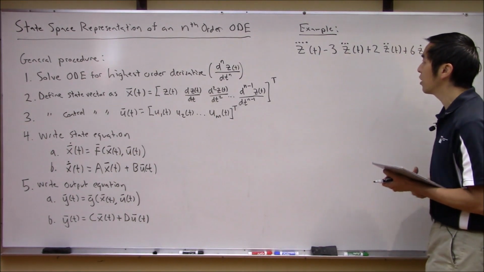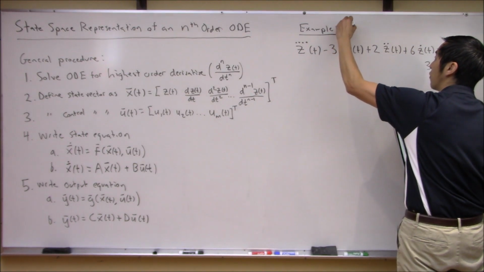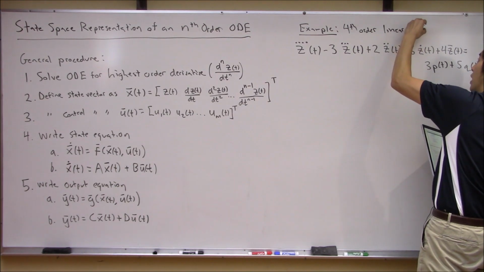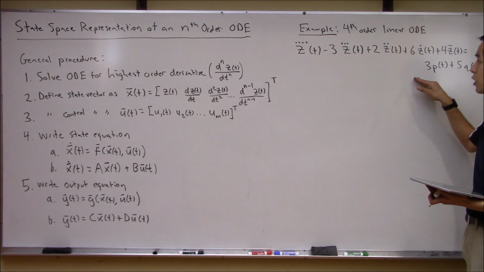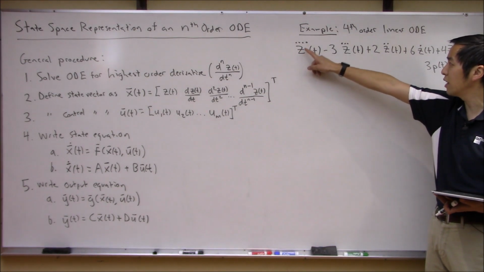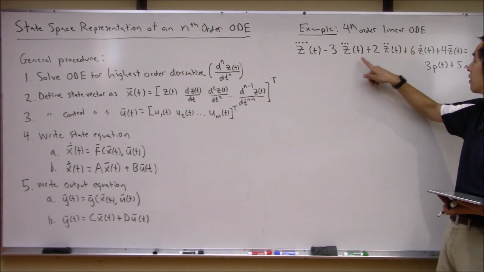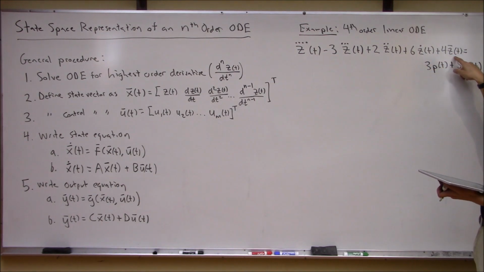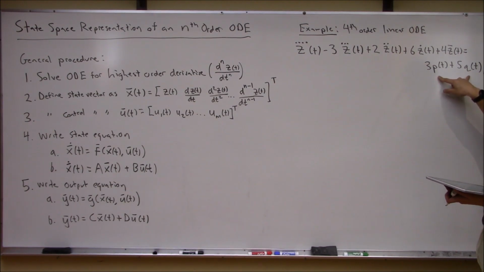So let's look at this example here. If you stare at it long enough, this is actually a 4th order linear ODE, okay? So what I want to do is take this 4th order differential equation. Again, it's 4th order because you see z 4 dot, the 4th derivative of z, minus 3 times the 3rd derivative of z plus 2 times the 2nd derivative of z plus 6 times the 1st derivative of z plus 4 times the signal itself has got to equal 3p plus 5q. So again, p and q are external inputs to this system.